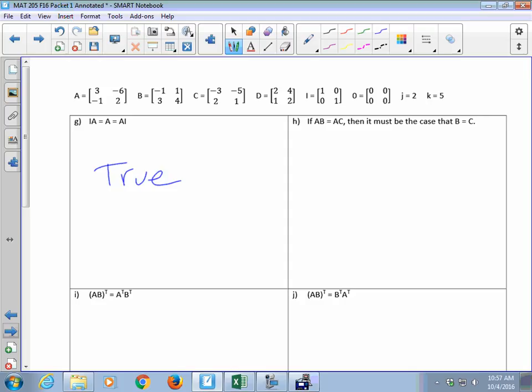All right, if A times B equals A times C, if we were dealing with just regular arithmetic, it would have to be the case that B equaled C, right? But with matrices, that is not correct. When you multiply A times B with the matrices I gave you, and then A times C, you get the same answer. But B and C are not the same matrix. So this is not something you can assume when you're dealing with matrix arithmetic.